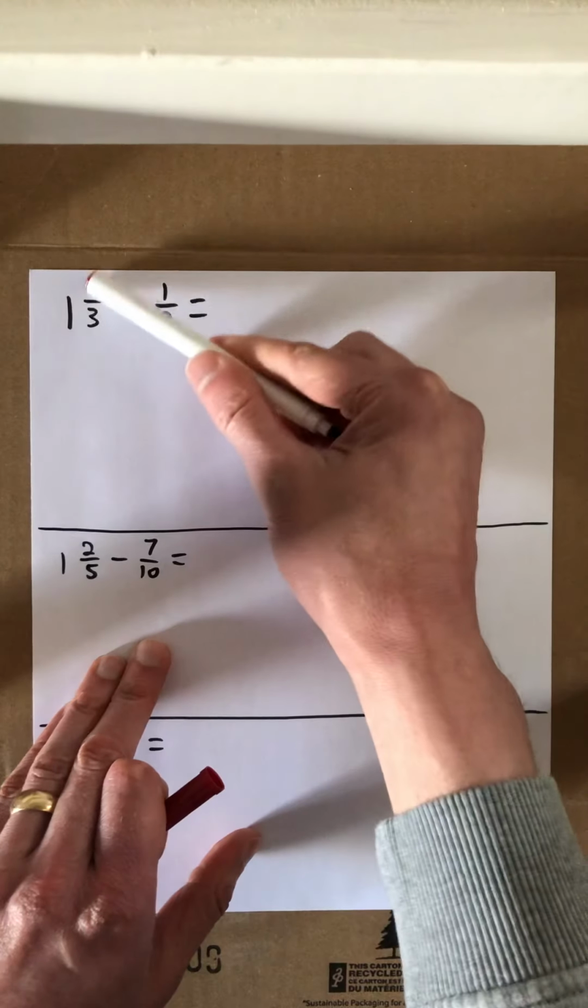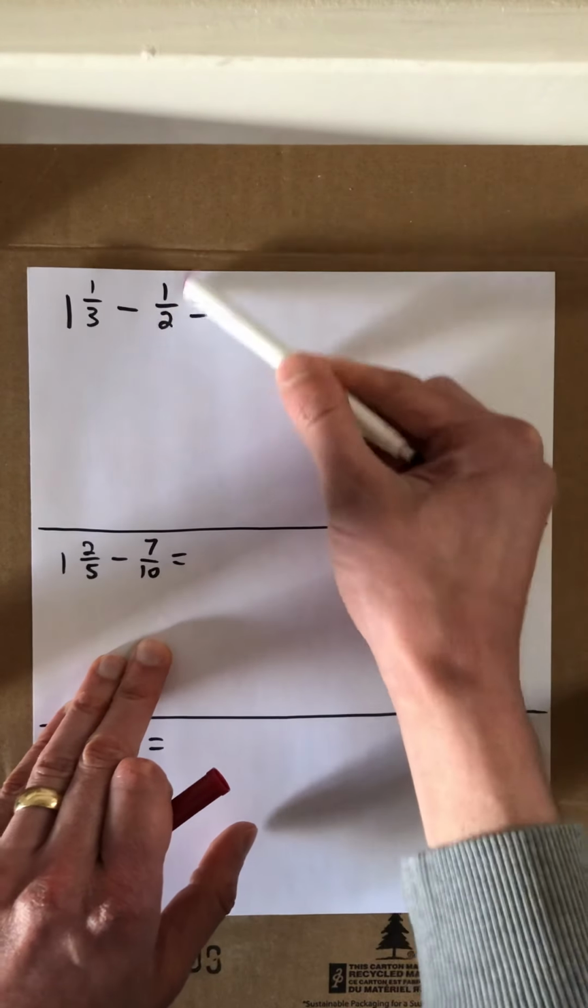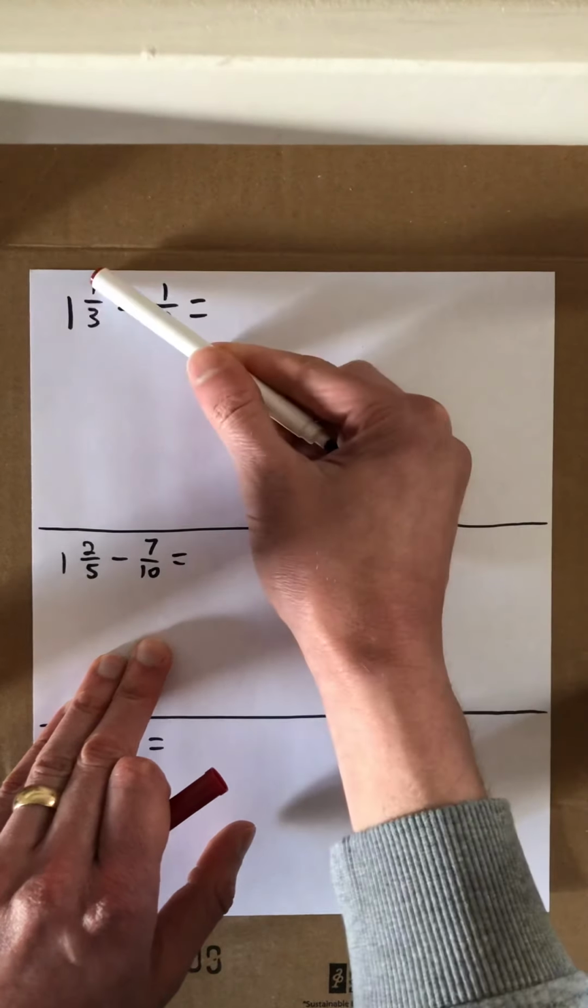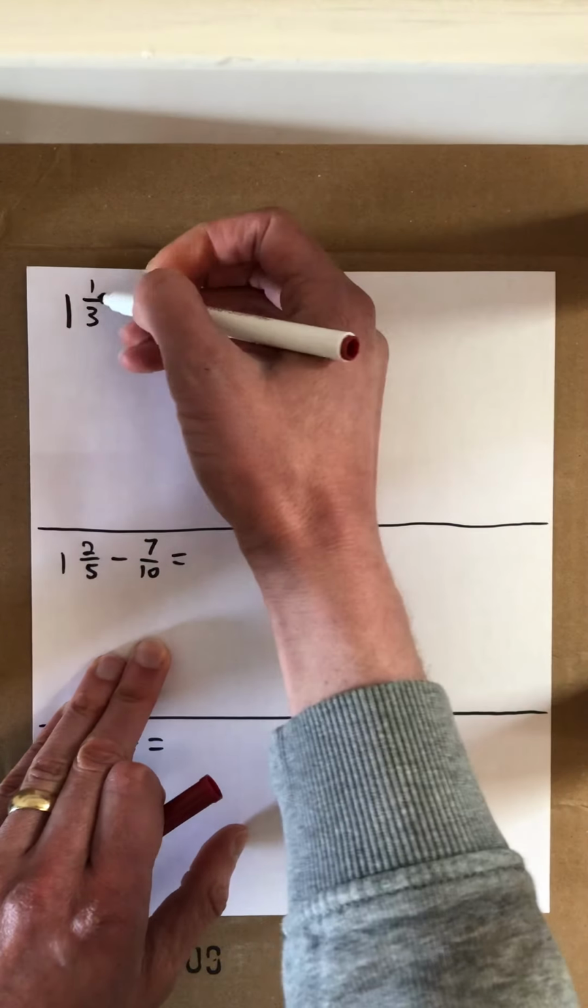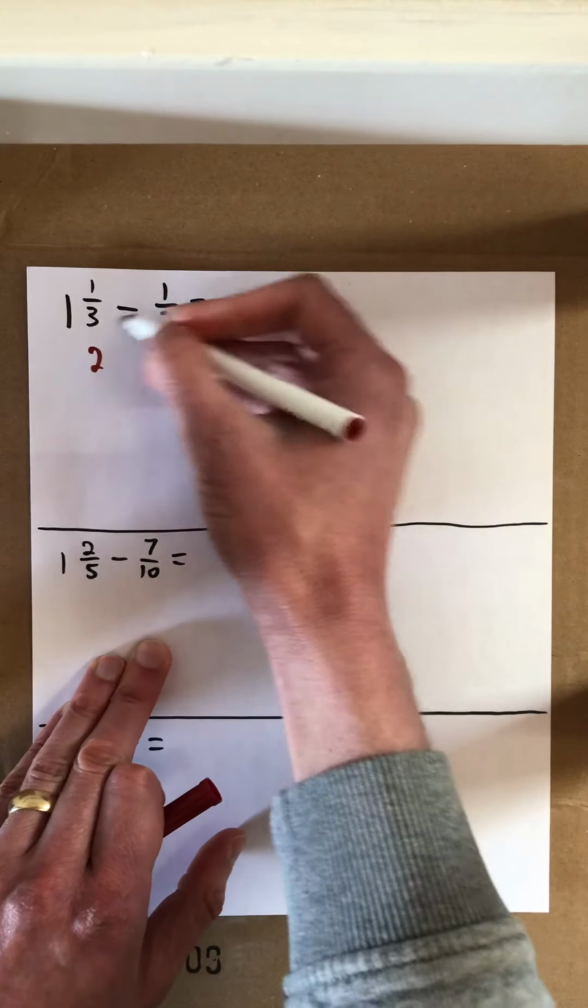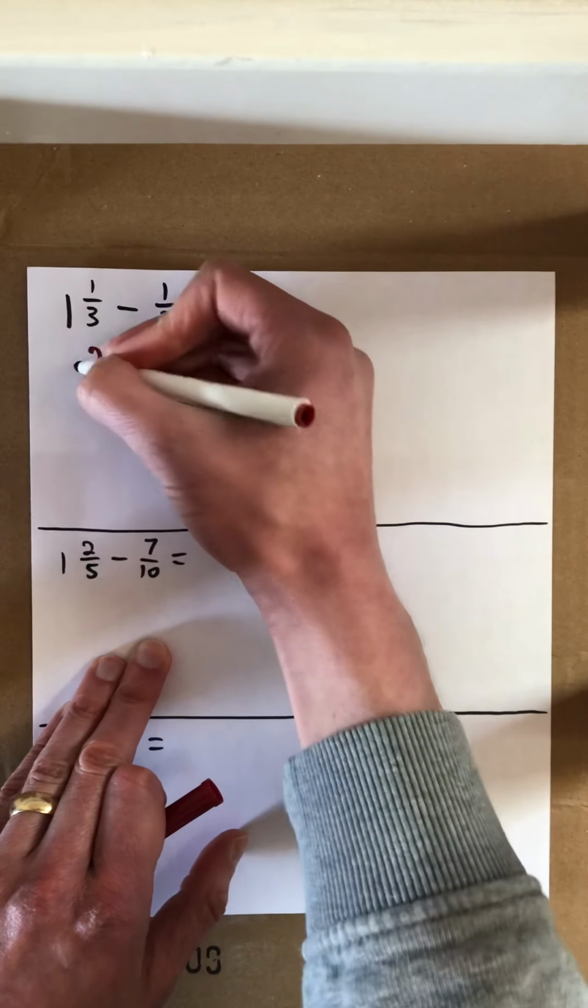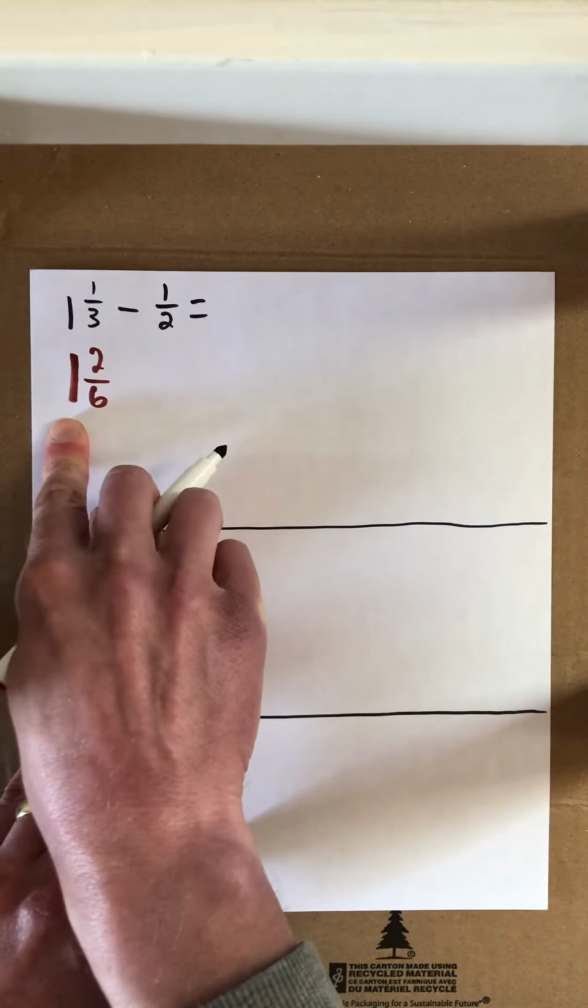So what can I multiply top and bottom of this one by? What can I multiply top and bottom of this one by? Well, this one is going to be multiplied by 2 on the top and bottom. This one's going to be multiplied by 3. So 2 times 1 gives me a 2. 2 times 3 gives me a 6. The 1 whole does not get multiplied.